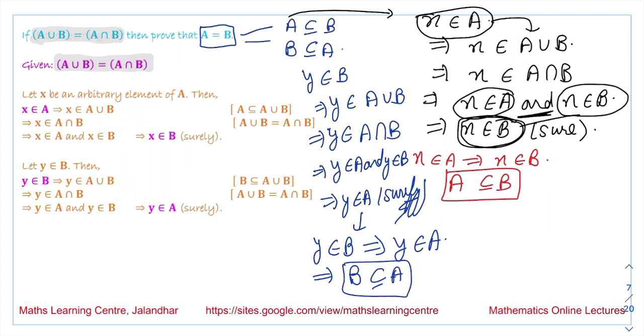Now combining both these results, that A is a subset of B and B is a subset of A, we obtain that A is equal to B.